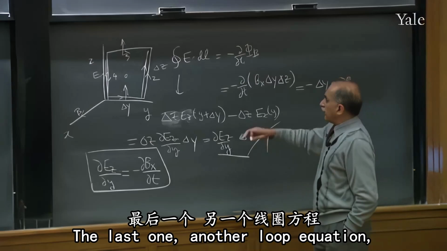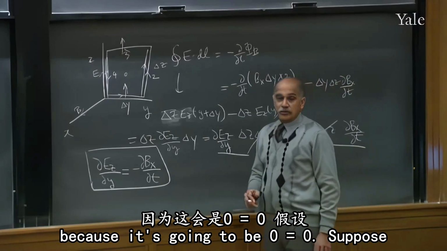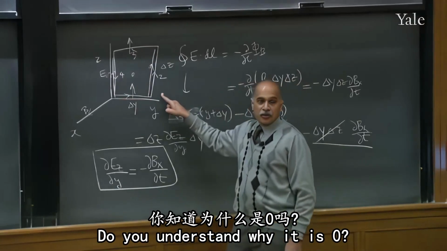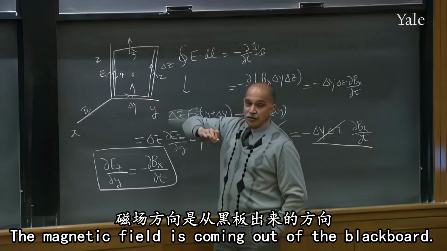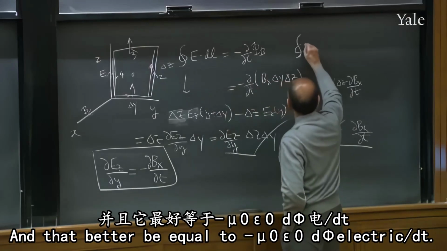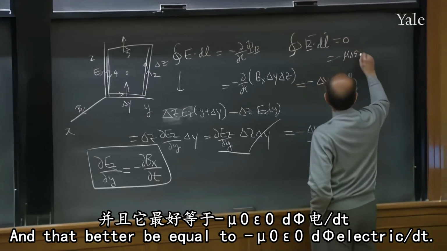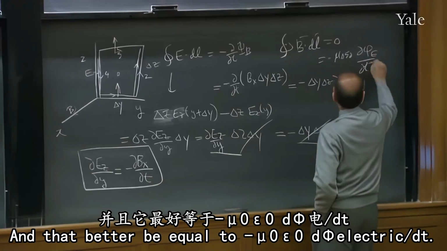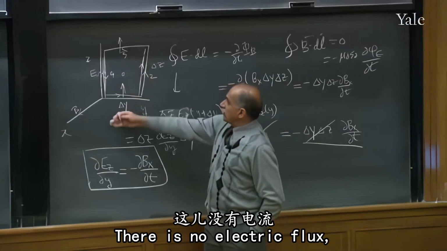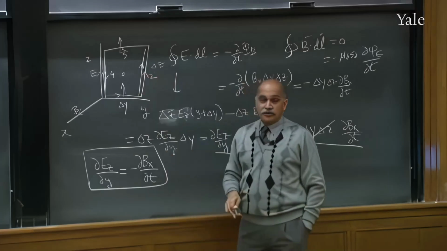The last one, another loop equation, I'm going to go through somewhat quickly because it's going to be 0 equal to 0. Suppose I take the integral of the magnetic field around this loop. Do you understand why it is 0? The magnetic field is coming out of the blackboard. The dLs are all lying in the plane. So the line integral of B is then 0. And that better be equal to minus mu 0 epsilon 0 d phi electric dt. That is the case because there is no electric flux coming out of this face. The electric lines are in the plane of the loop. There is no electric flux, so there is no rate of change. So it's 0 equal to 0.